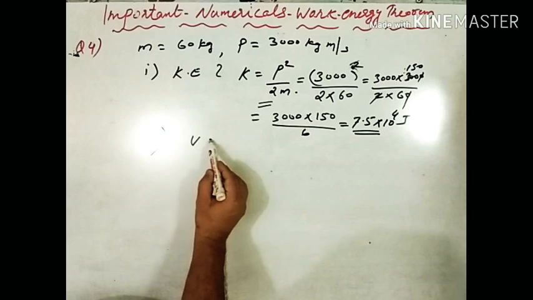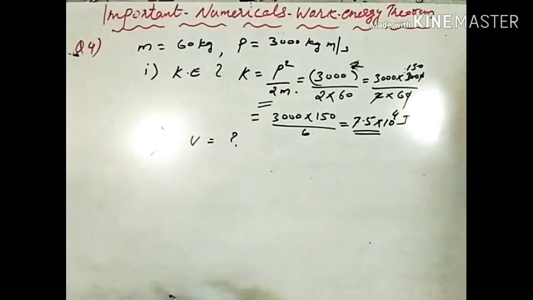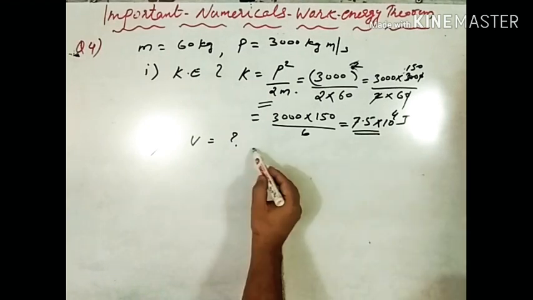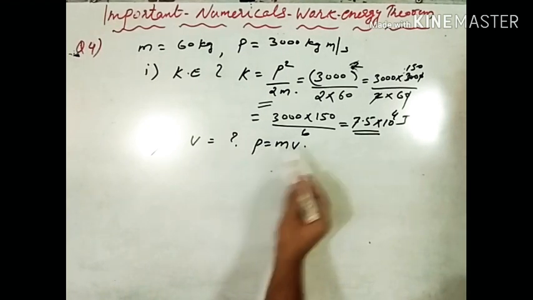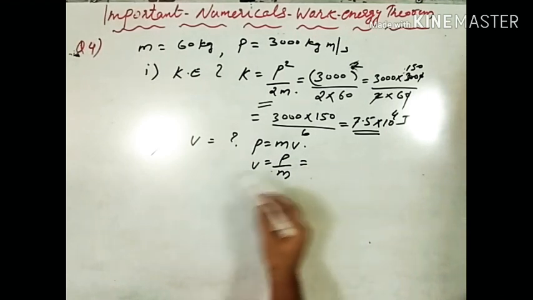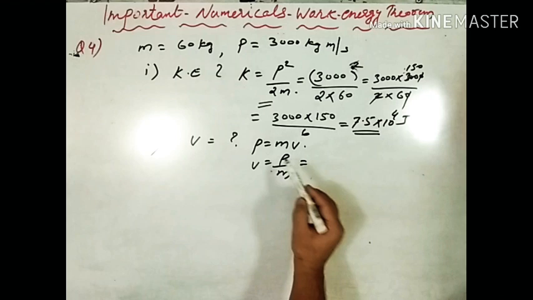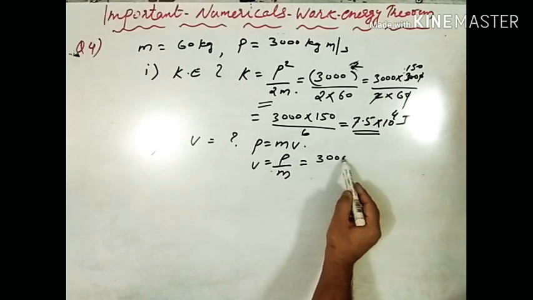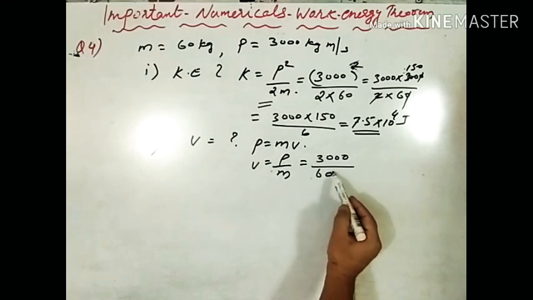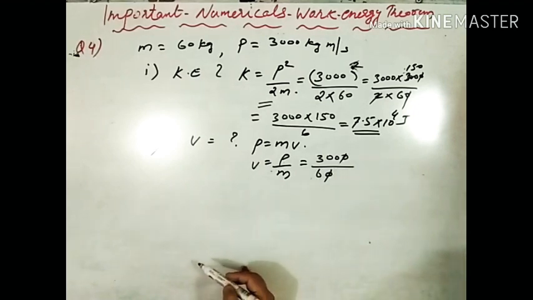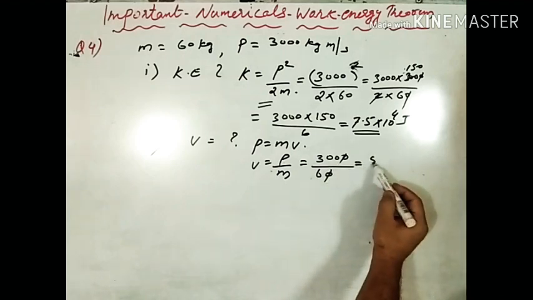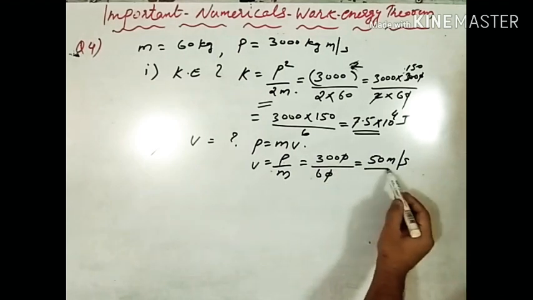Speed of the body. How much you have to find out. So simple. If you know the momentum and you know the mass, you know that P is equal to mv, mass into velocity. V is equal to P by m. P is equal to momentum 3000 divided by mass 60 kg. 300 divided by 6. You are getting it as 50 meter per second.